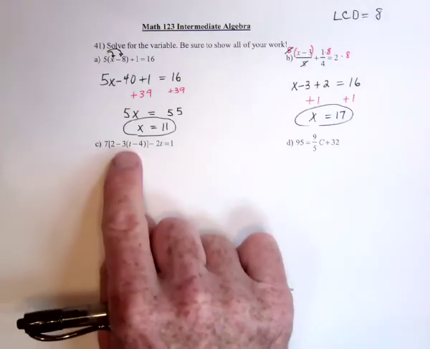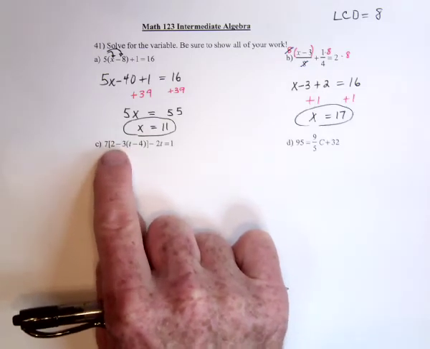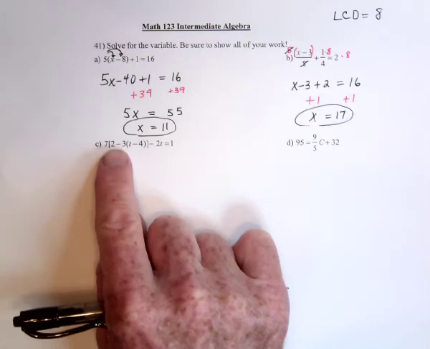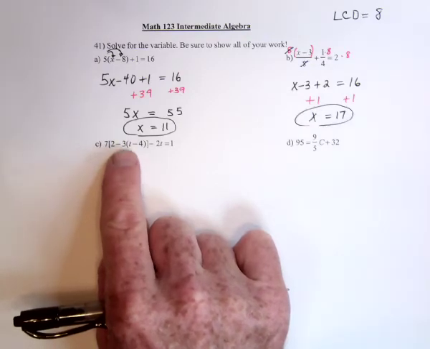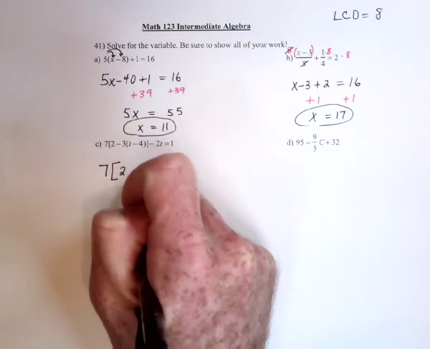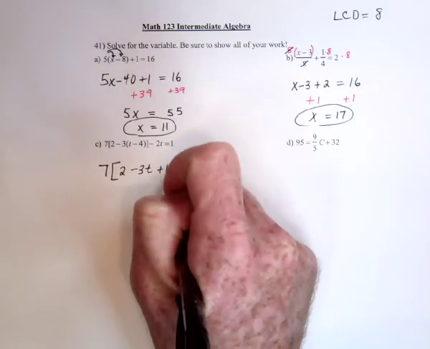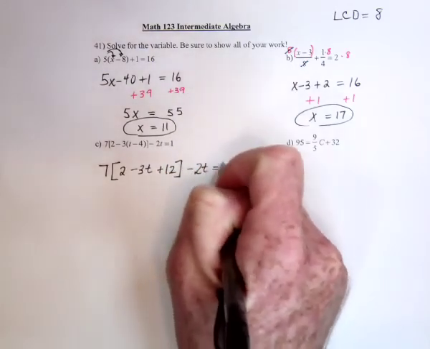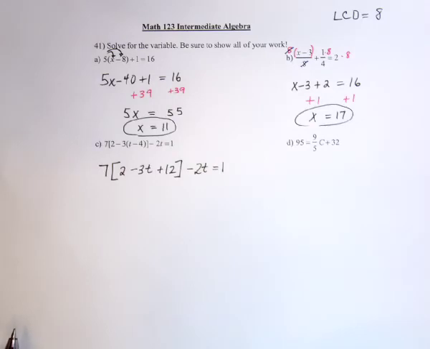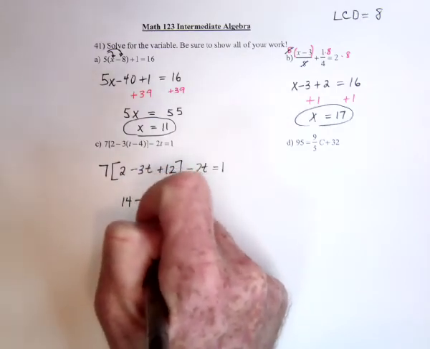So in this one, we need to start inside the brackets and distribute the negative 3. Notice that you cannot do 2 minus 3 because order of operations says you have to do multiplication before you ever do addition and subtraction. So distribute this negative 3. So the 7 would still be there, bracket 2, and then minus 3t. And then a negative times negative will make a positive 12. And then we need to work inside the brackets and combine this to make a 14 minus 3t.